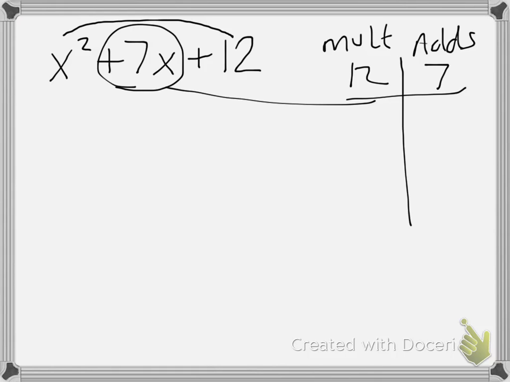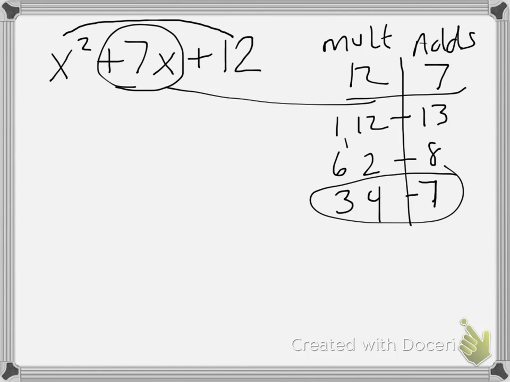So things that make 12, 1 and 12, that's not going to do it. 6 and 2, that's not going to do it. 3 and 4. The reason I'm saying that's not going to do it is because in my head I'm adding these. 12 and 1 makes 13, 6 and 2 makes 8, and then 3 and 4, that makes 7. So 3 and 4 are the magic numbers. So then you just go x plus 3, x plus 4. Done.